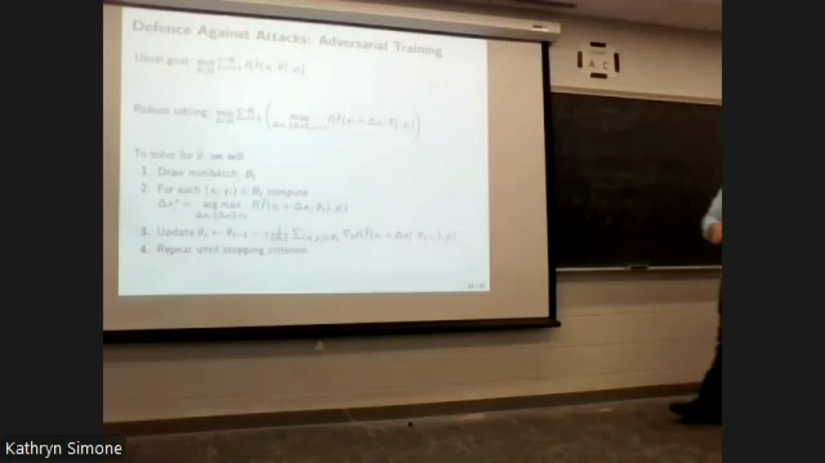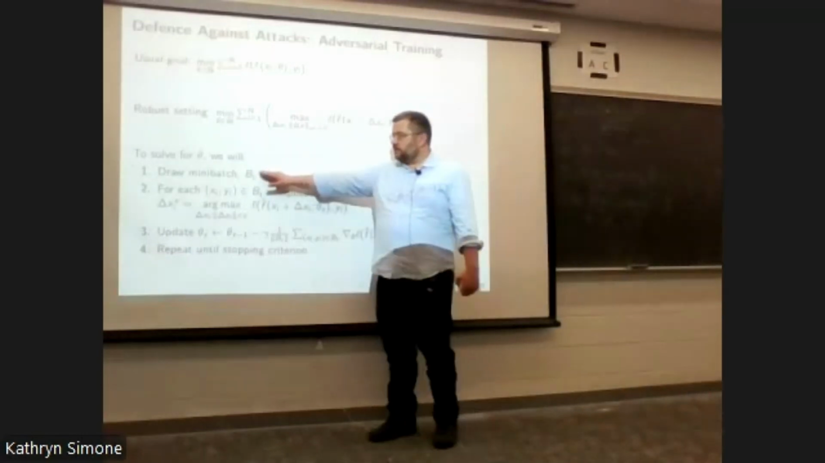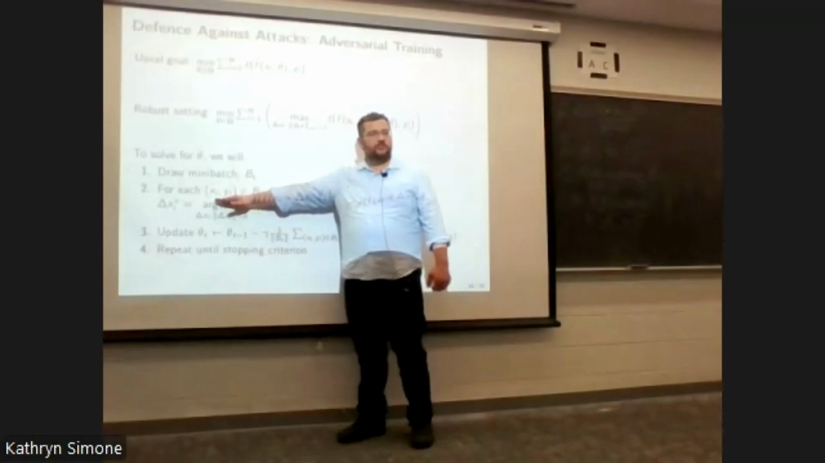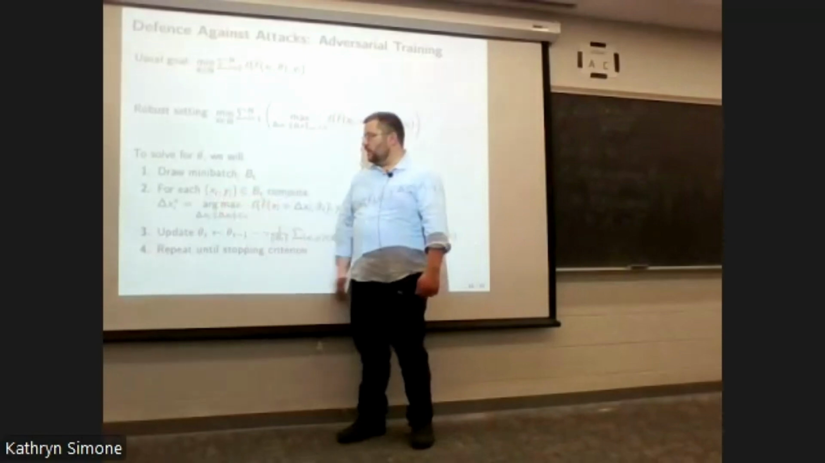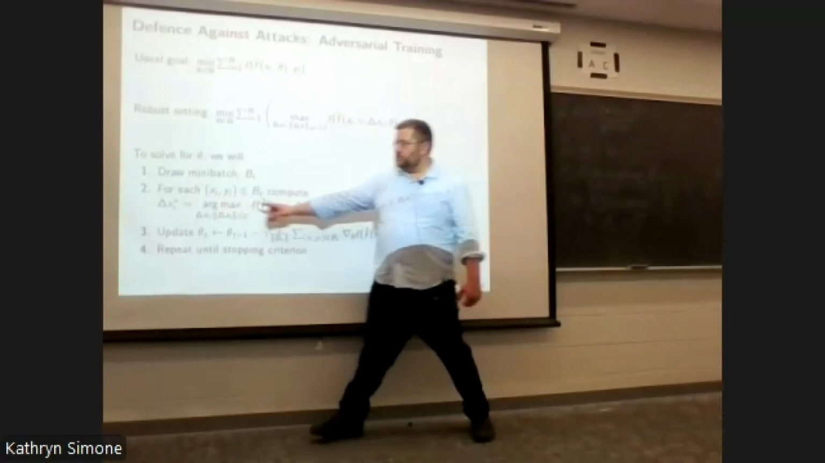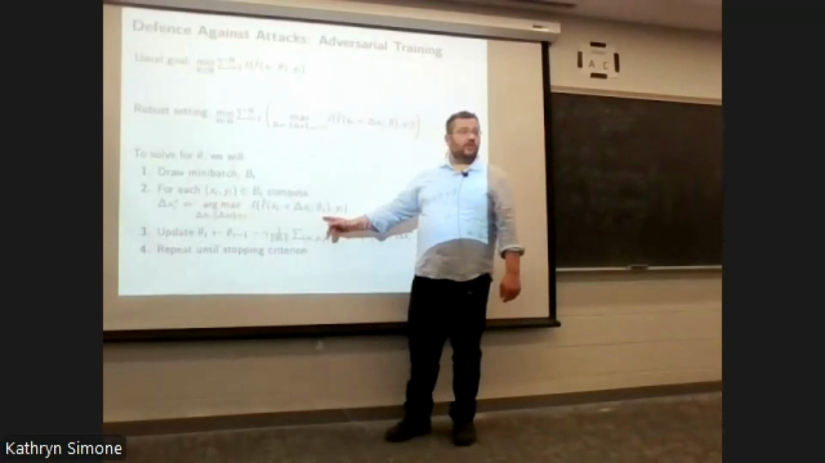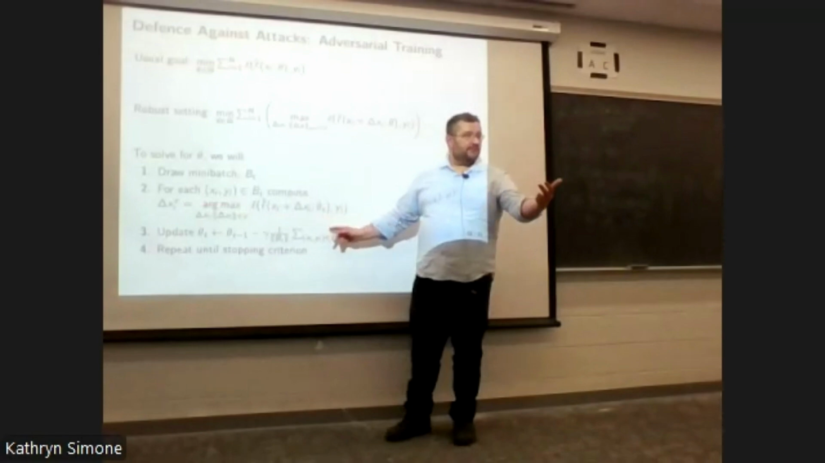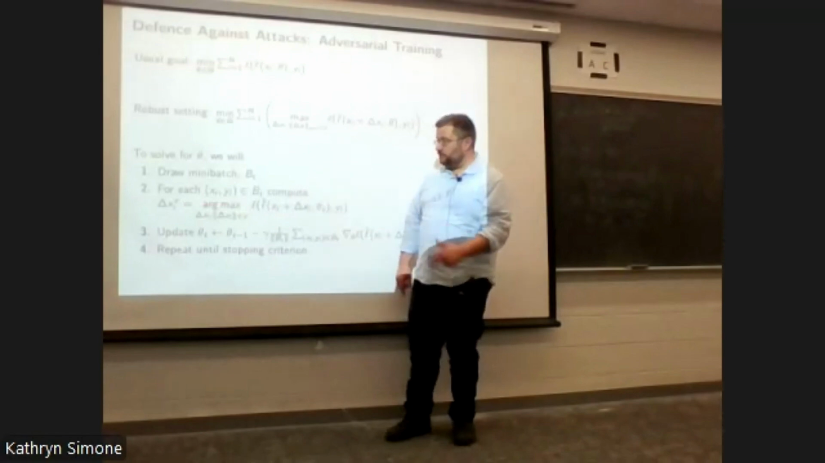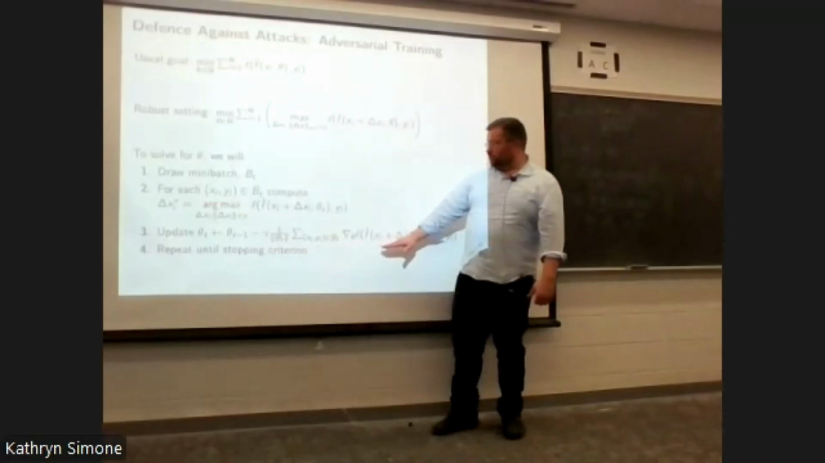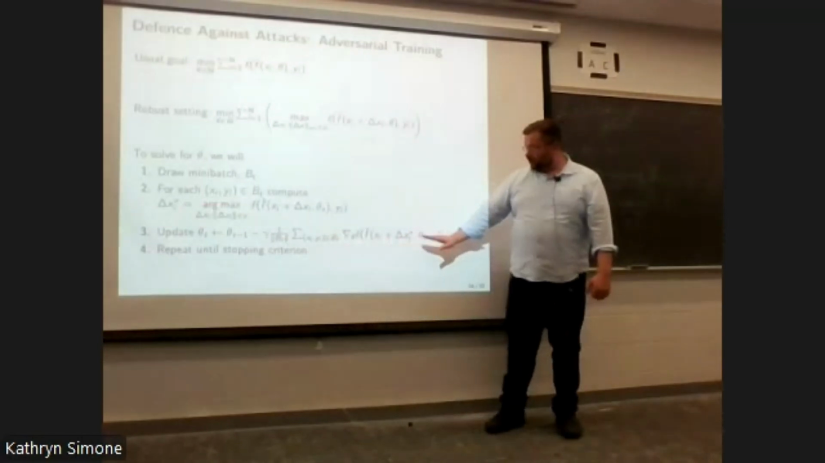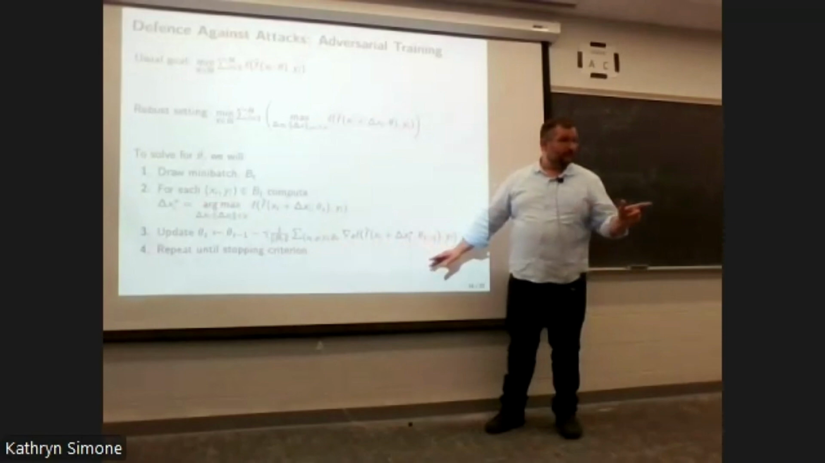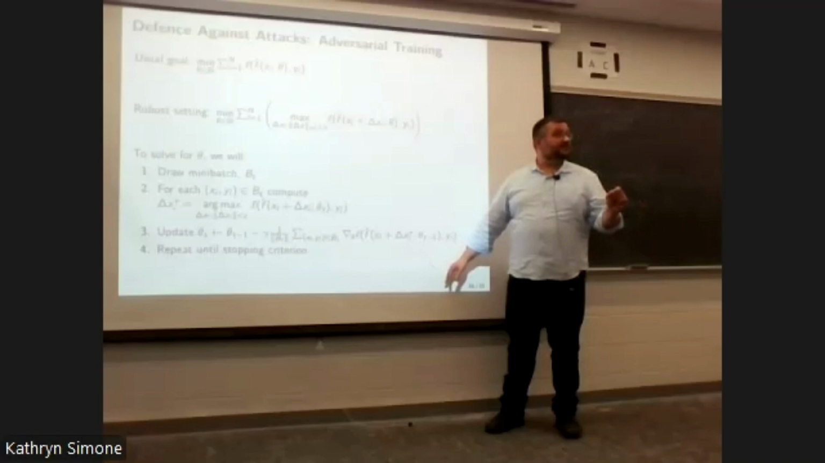In pseudocode, to solve for theta, we draw a mini batch. We have every sample from the mini batch, data and then the label. Then we figure out the perturbation that maximizes the loss. So we're acting as if we were the adversary to figure out what this perturbation should be. And then we do gradient descent on the parameters over the perturbed data set. Make sense?